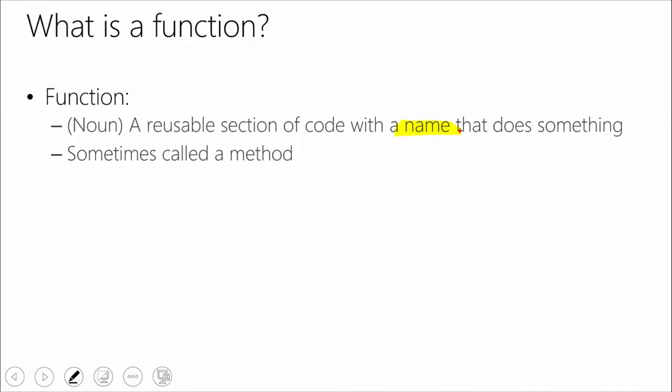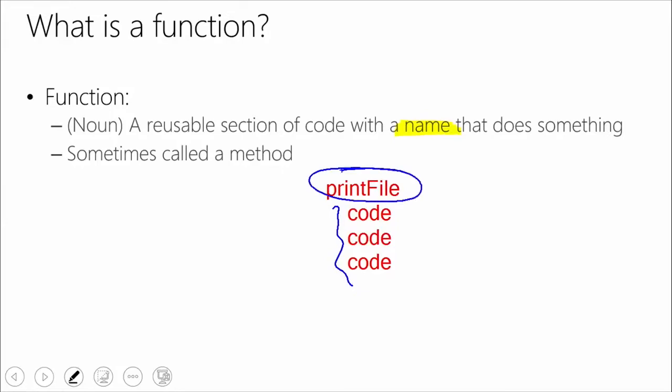So if I created a function and I called this function print file, like that, and then inside of here I had code, code, code, and that's all of the code to go in and print that file, I don't need to know necessarily what's going on inside of all of this, because if I look at this, that says print file. What do you think that's going to do, Susan? I think maybe that will print a file.